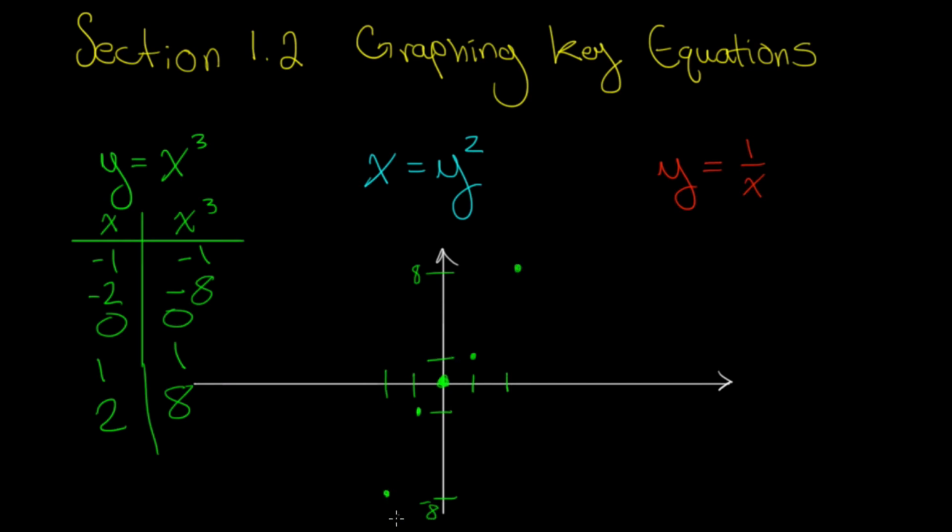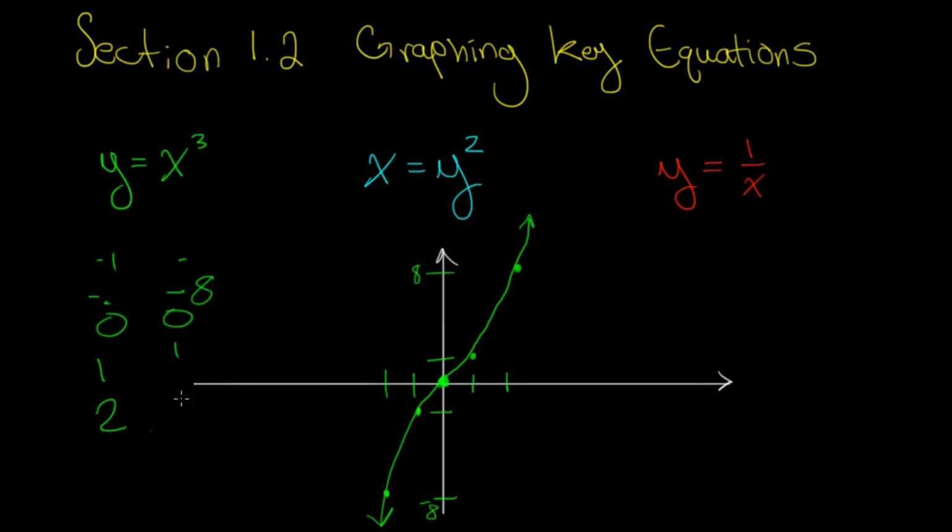If you keep going, your graph is going to look something like this. As you can see, this is symmetric about the origin. You can flip it around the x-axis and then subsequently flip it around the y-axis, and you'll get the same graph as you had previously. So that is y is equal to x to the third power.